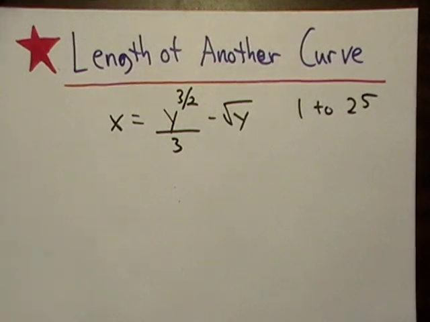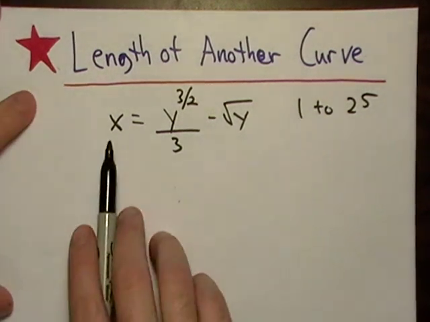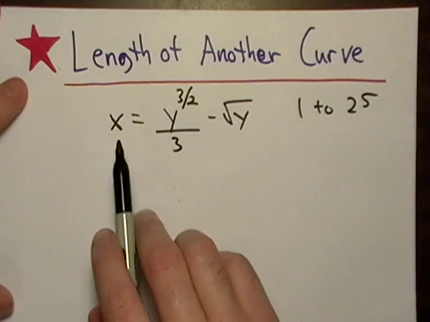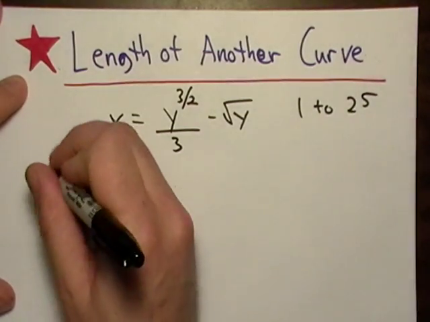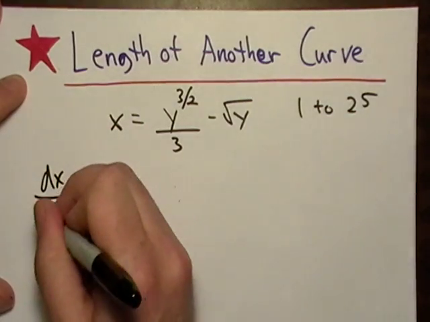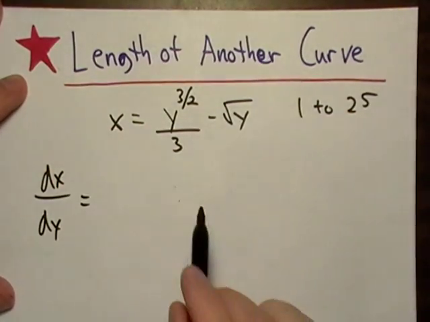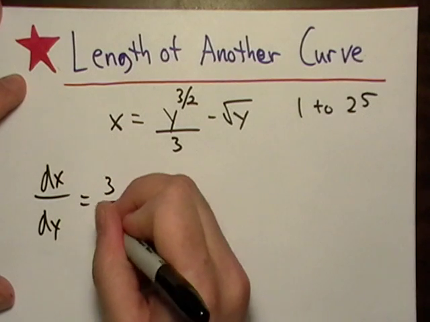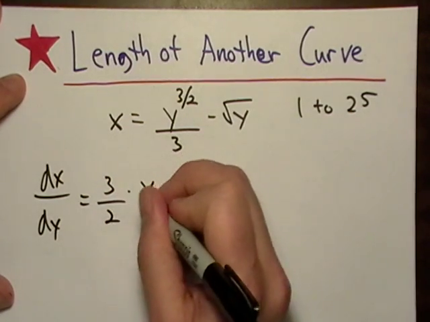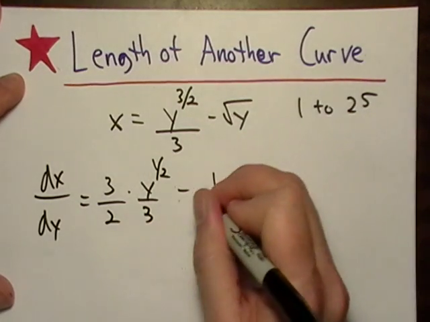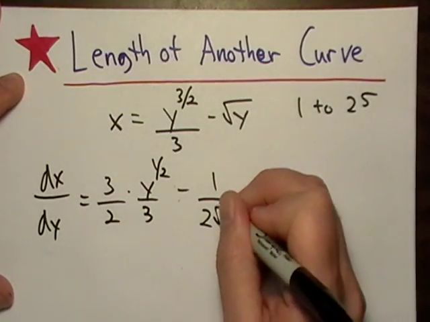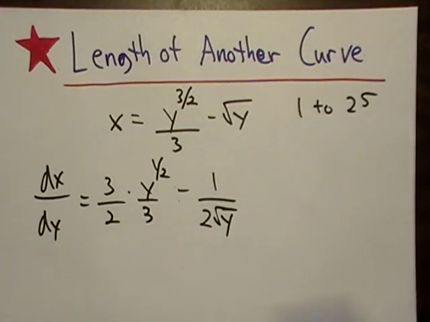Okay, length of another curve. We did a length of a curve last time, so let's do length of another curve. We know that by now we need the derivative squared, so let's find dx/dy in this case. It's a little backwards looking, but it's cool. Y over 3, and then this will just be 1/2 minus 1 over 2 square root of y. That's not a problem, we know how to do that.